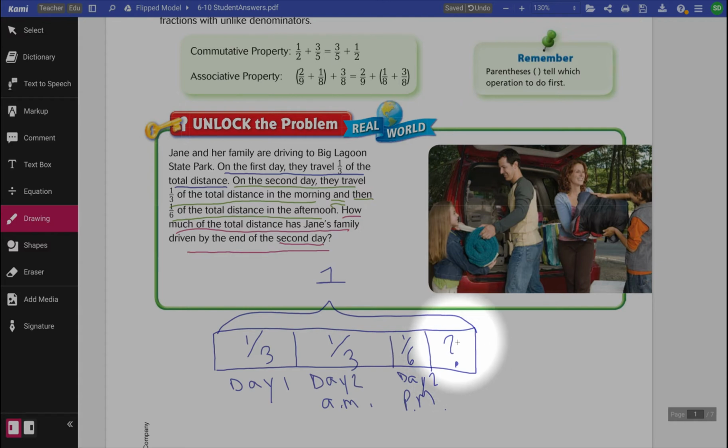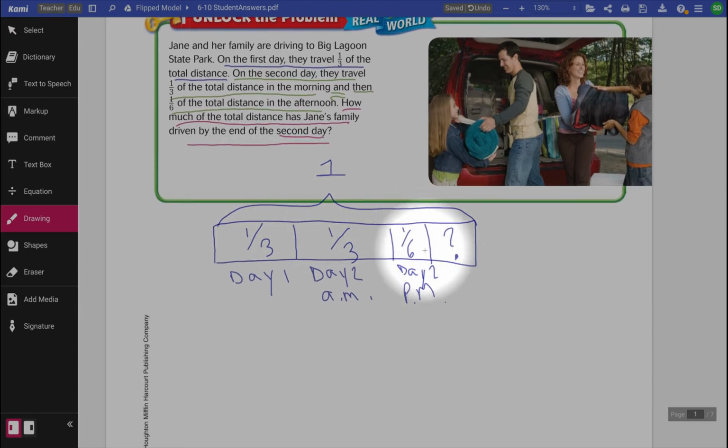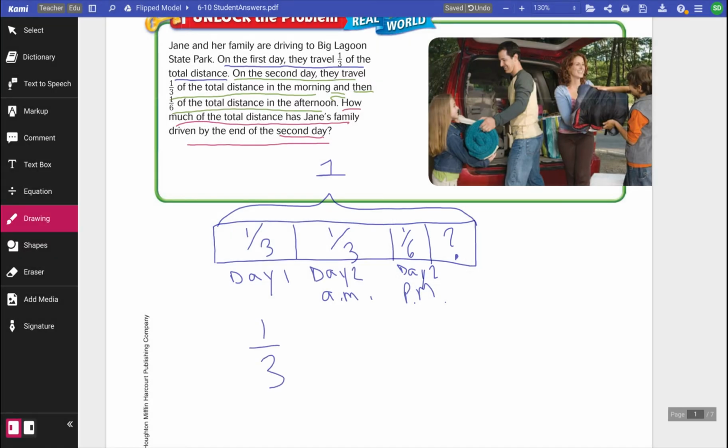So we don't even need to find out that unknown. What we need to find out is 1/3 and 1/3 and 1/6, because that's how much they drove by the end of the second day. They got up to this point. So that's easy to set up. It's 1/3 and 1/3 and 1/6.